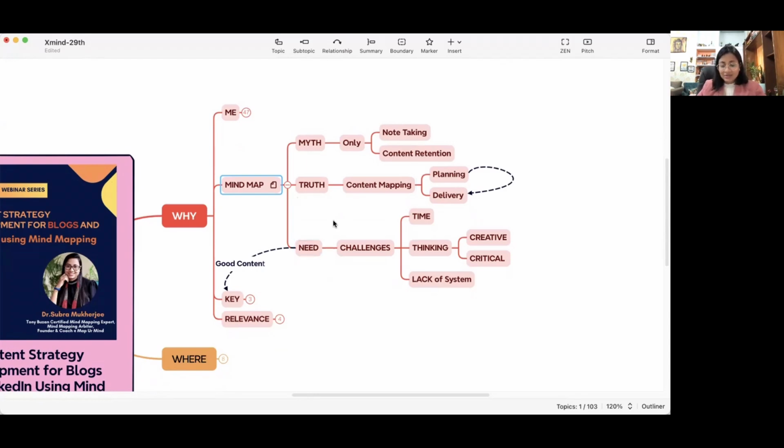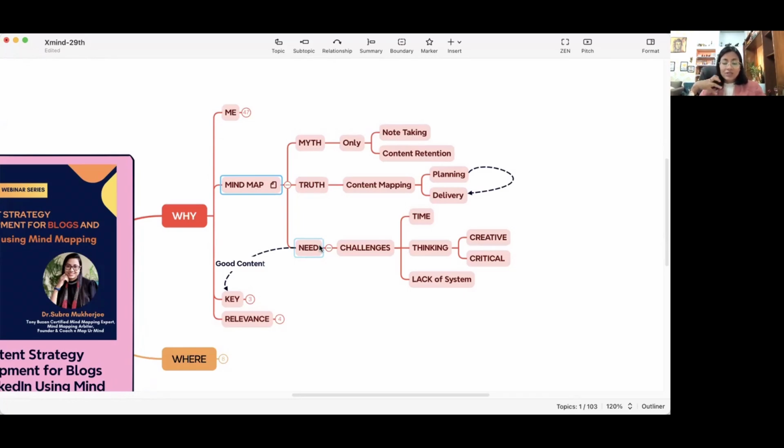And the need, why we need mind mapping specifically for content strategy development, is because of the 3 main challenges, or if I say a few of the challenges that we face whenever we create a piece of content. One is time. Sometimes we need to create content, but we do not have that amount of time where we can get creative, or we can wait for the creative juices to flow and then we can start writing. No. We need to create content very fast in today's era. Second is thinking.